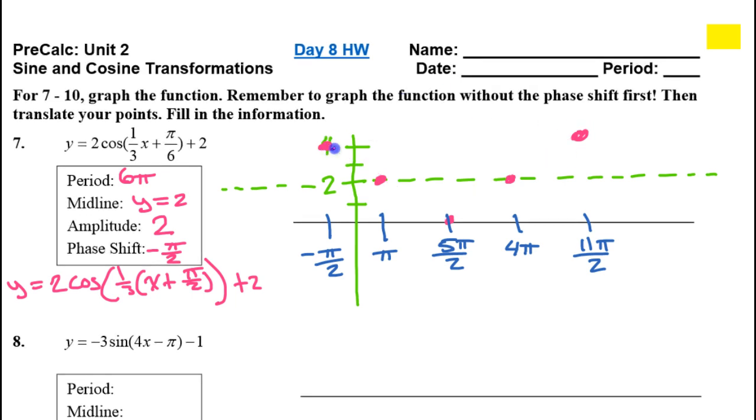Instead, you're going to make it nice and curvy. Like that. All right, see how it sort of flattens out at the top? That's because if I kept going, it would go back down again. All right, anyway, there is one period of the function. Problem number 7 is done.